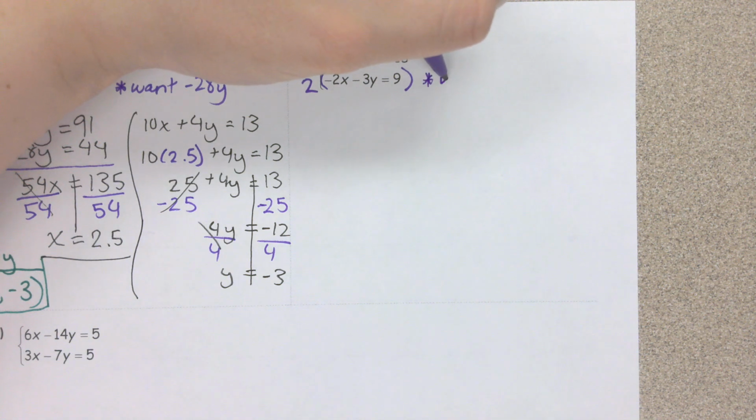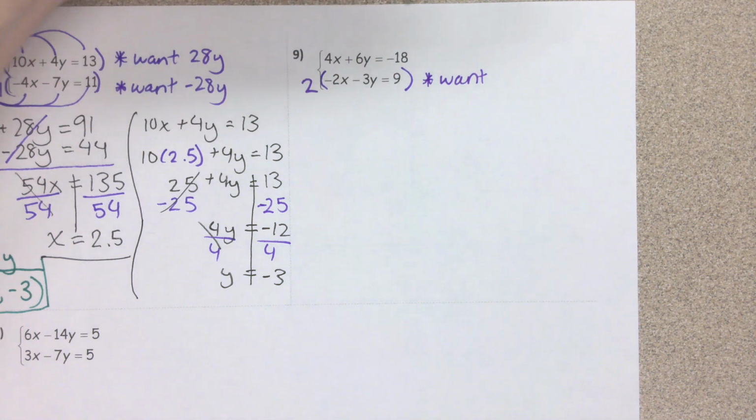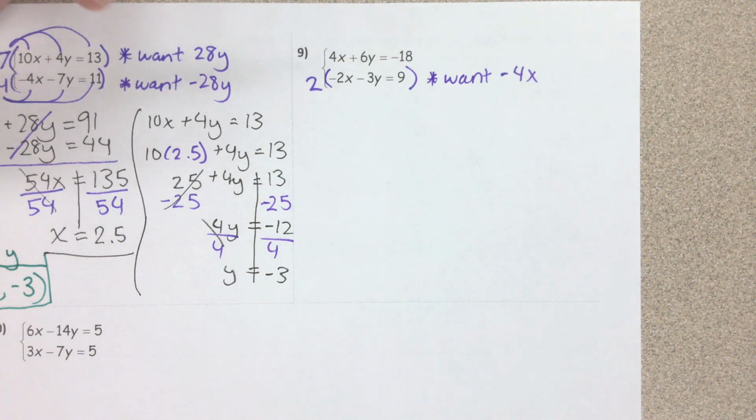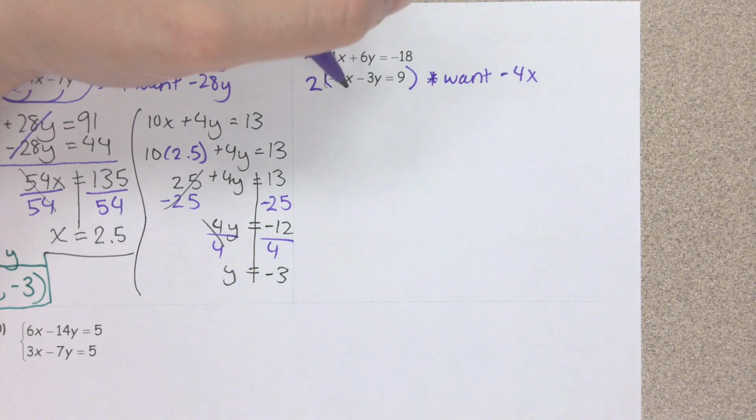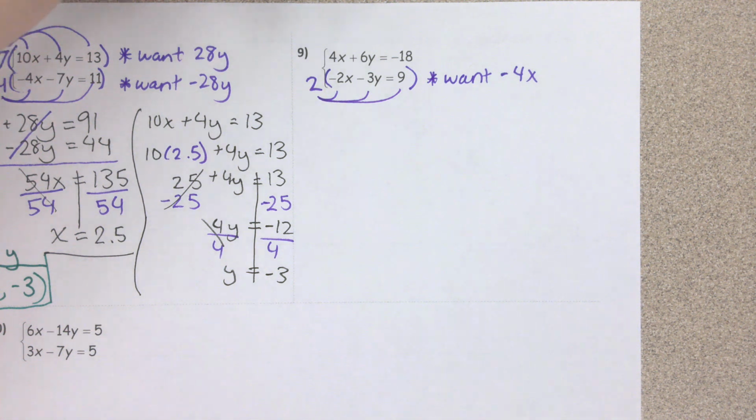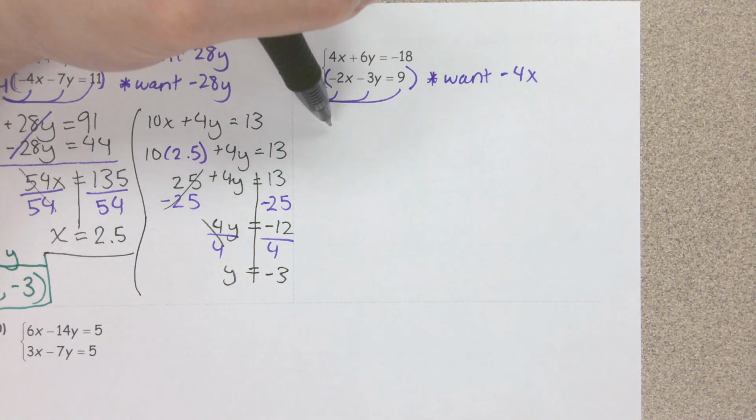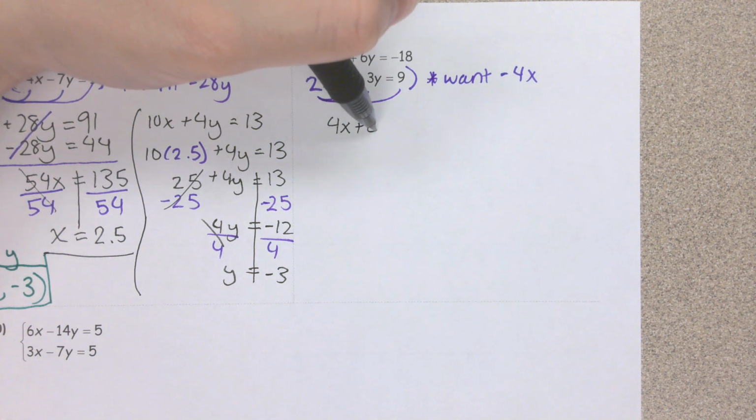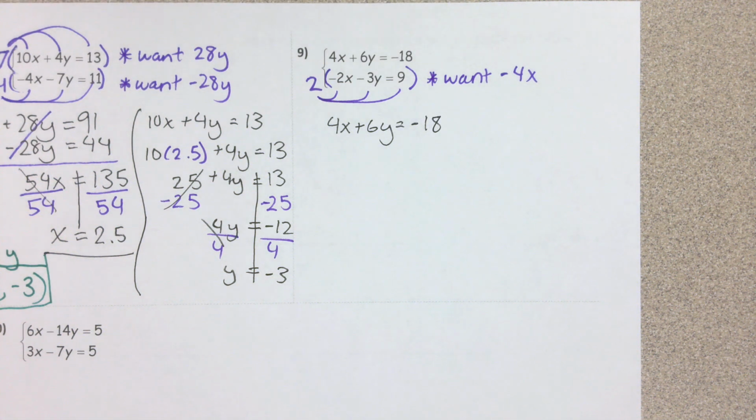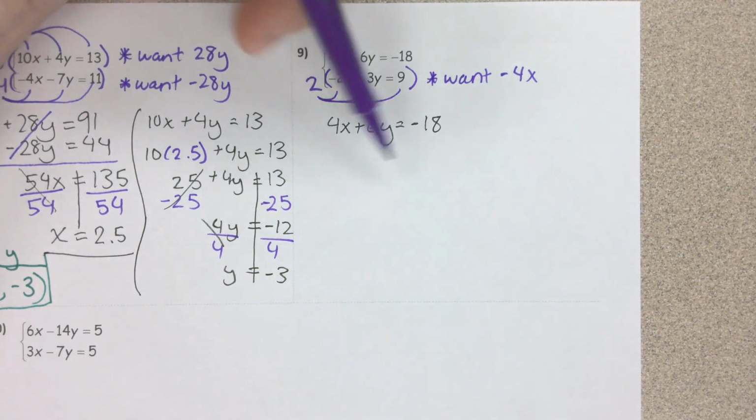So this is going to give me negative 4x. That's my goal. That's going to cancel out with the 4x above it. And let's distribute. So I'm going to copy down the top equation first. 4x plus 6y equals negative 18. And then I'll copy down this equation underneath it.